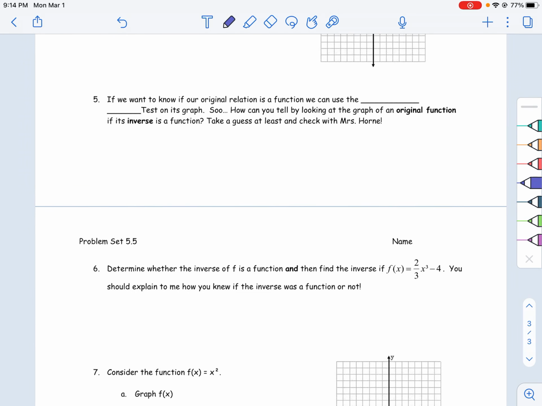Number 5. So if we want to know if our original relation is a function, we can use the vertical line test on its graph. So, can you tell by looking at the graph of an original function if its inverse is a function? Yes. We talked about this yesterday. It's the horizontal line test.